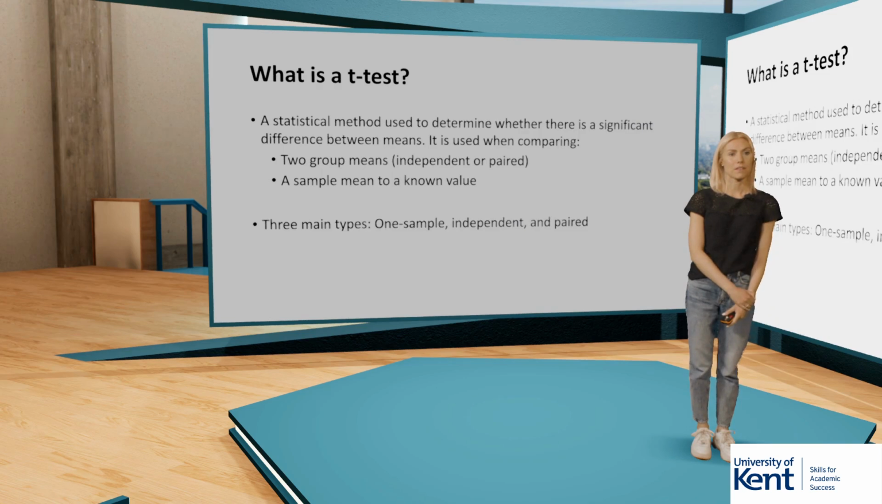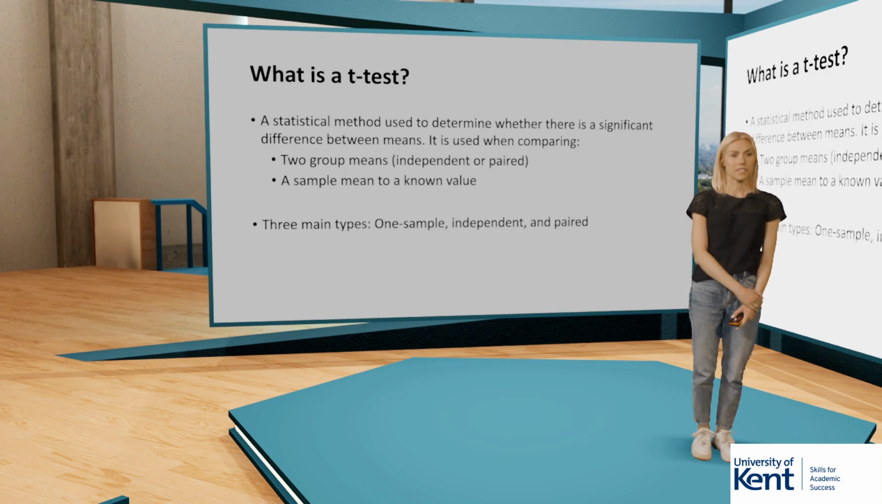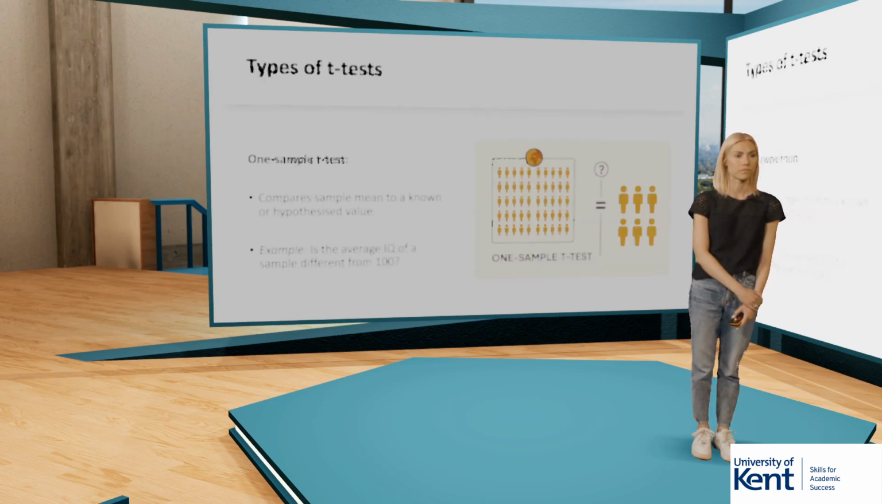A t-test is a method used to determine whether there's a significant difference between means. It helps us determine if differences between groups are meaningful or just due to chance. It's used when comparing two group means or when comparing a sample mean to a known value. There are three main types of t-test: one sample, independent samples, and paired samples.